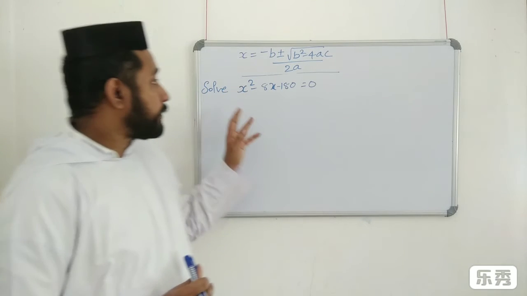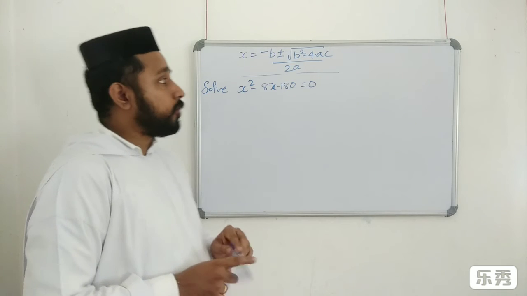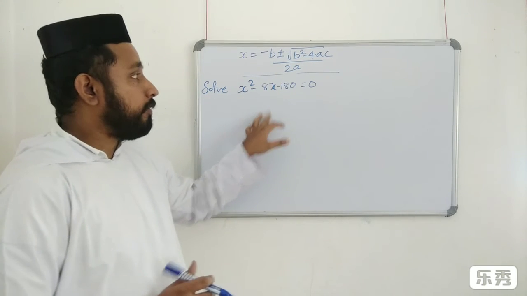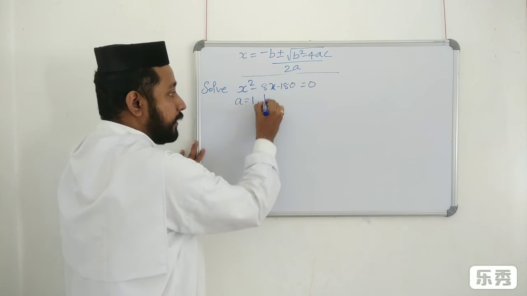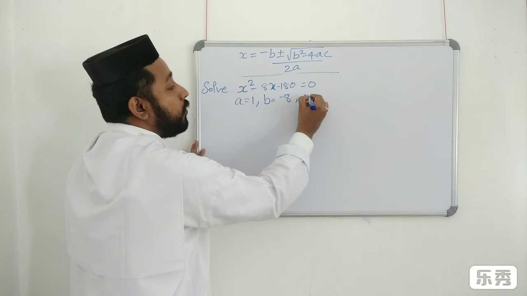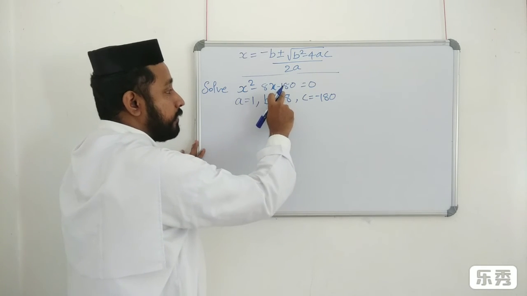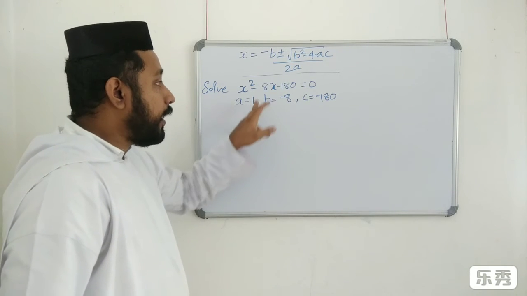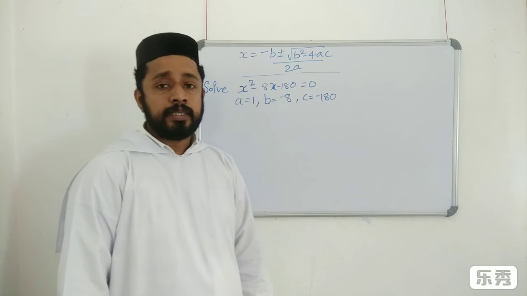Let us consider another example. X square minus 8x minus 180 is equal to 0. First, we have to compare this with the general form of the quadratic equation. We will get a is equal to 1, b is equal to minus 8, and c is equal to minus 180.